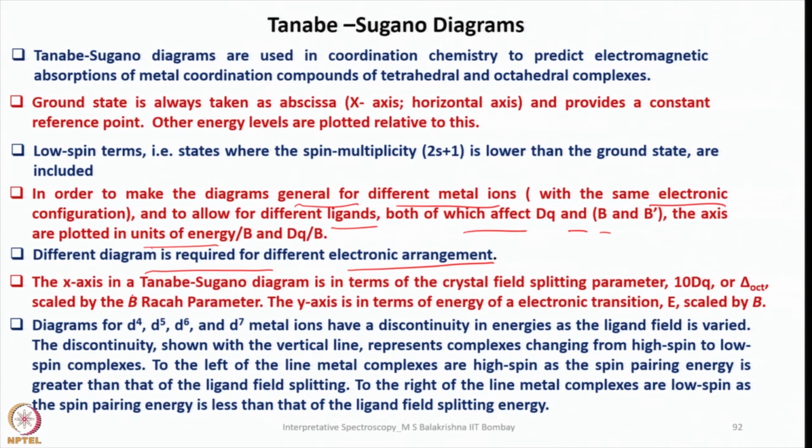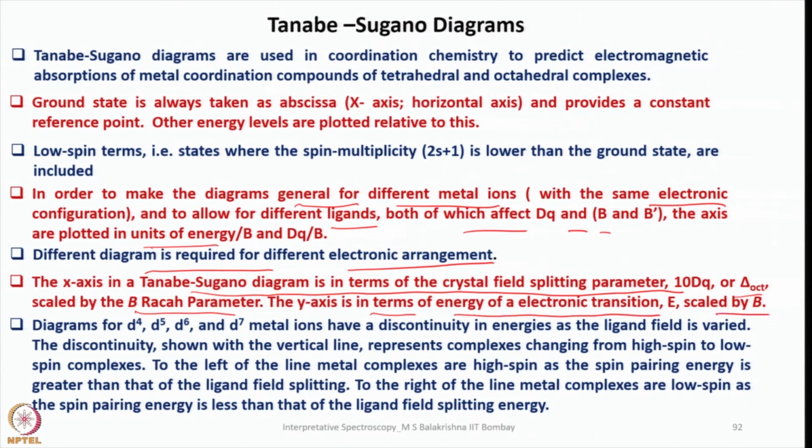The x-axis in a Tanabe-Sugano diagram is in terms of the crystal field splitting parameter 10Dq or delta octahedral, scaled by the Racah parameter B. The y-axis is in terms of the energy of electronic transition E, scaled by B.